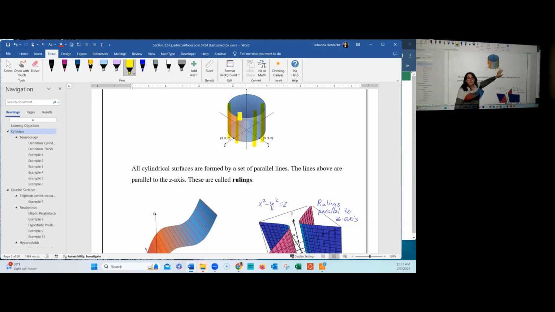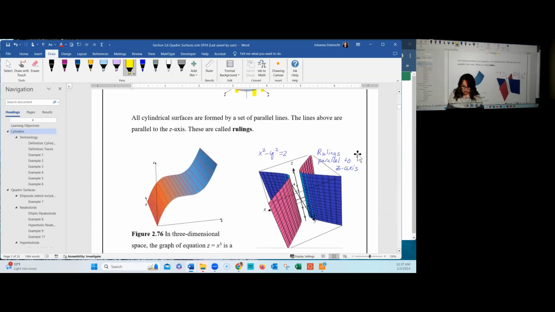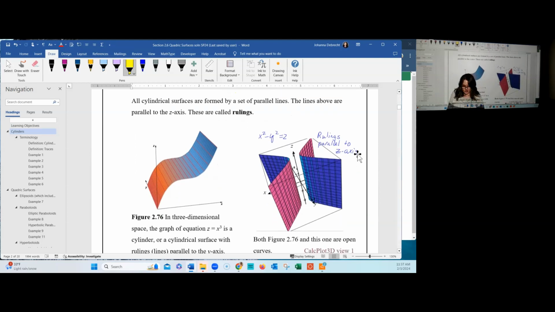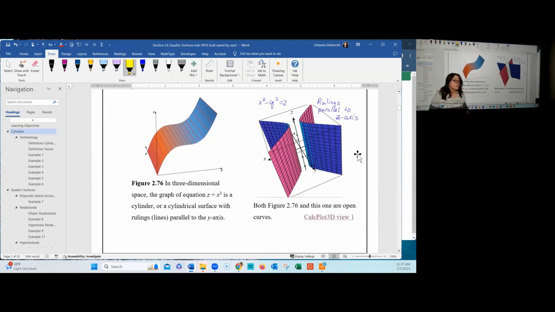These lines are called rulings. Now, when we look at it, it doesn't have to be a circle. So it's still considered a cylinder if the basic shape is not a circle. So let's take a look at these two right here, which are in fact cylinders in the mathematics sense.